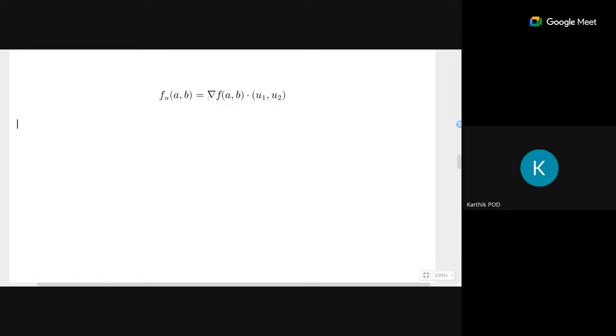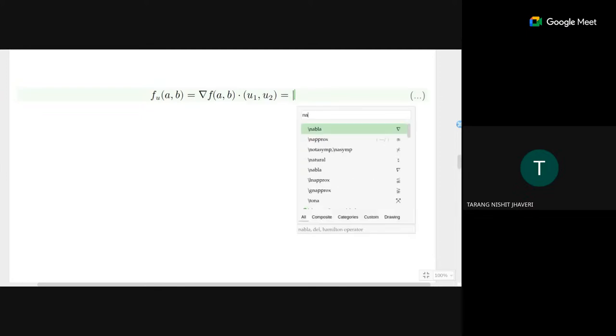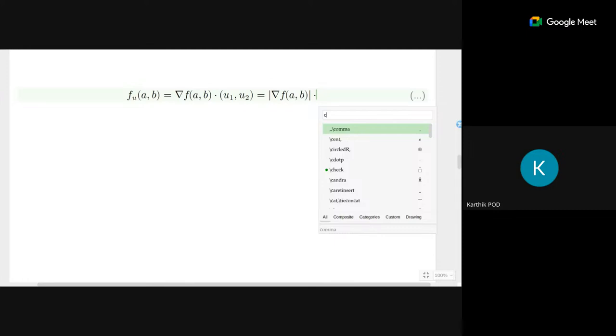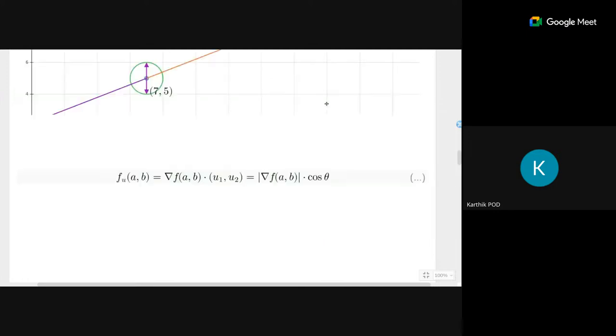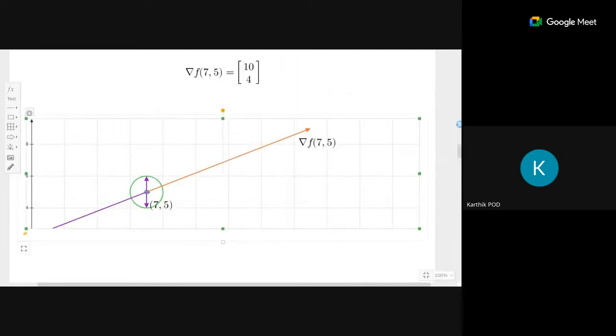If this part is not very clear, you can bring in the whole cos theta business. How can I rewrite this dot product of two vectors? It is the norm of the gradient of f at (a, b), times the norm of u, times cos theta. The norm of u is one, right? So we can just replace this with cos theta, where theta is the angle between this gradient and any one of these purple vectors.